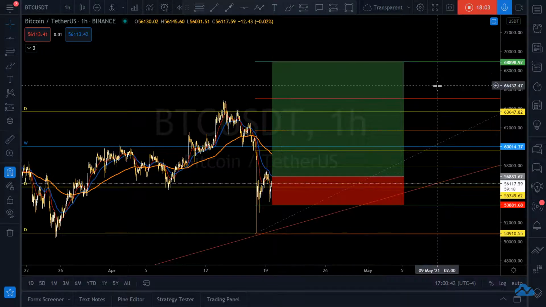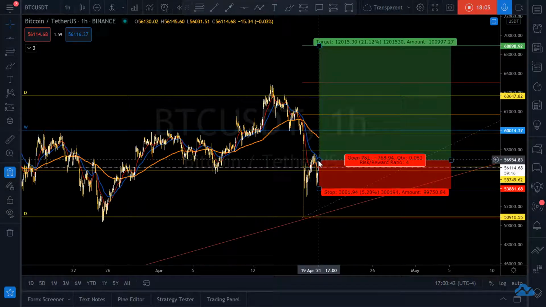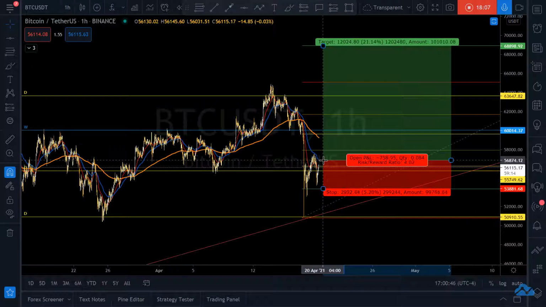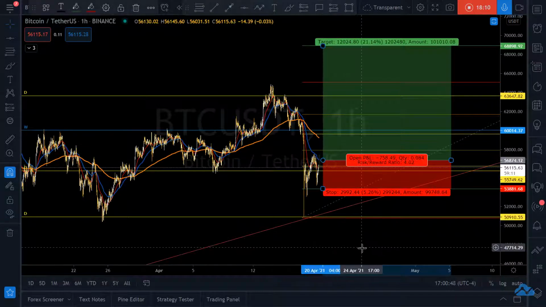But this is what I'm looking for. Just want to let you know what I figure is going to be our most likely scenario, and I'm hoping that you get something out of this.